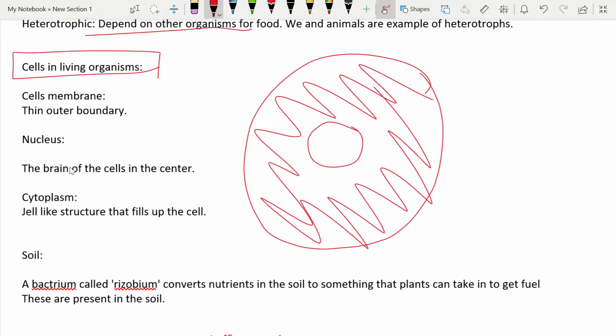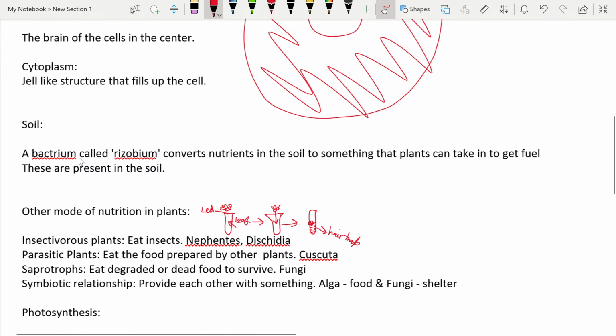Now let's learn about the soil. The soil is where the nutrients come to the plants from. So a bacterium called Rhizobium converts nutrients in the soil to something that the plants can take in to get fuel. These are not present in the soil, they are present in the roots of the plant.